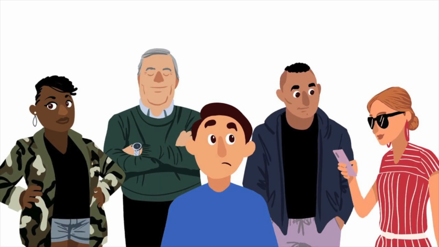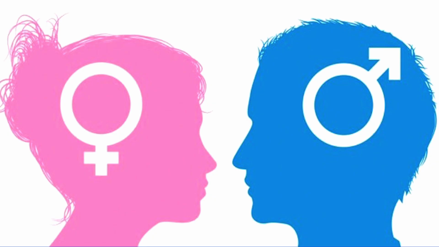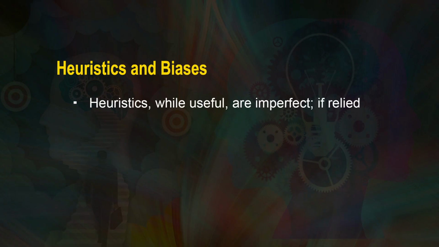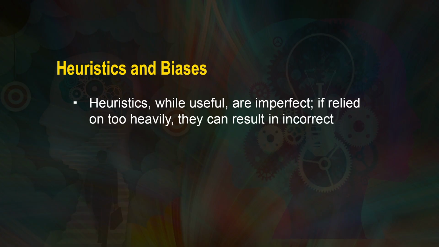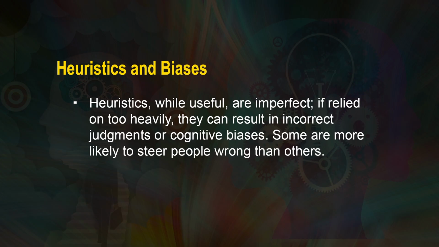Heuristics can also contribute to things such as stereotypes and prejudice. Because people use mental shortcuts to classify and categorize people, they often overlook more relevant information and create stereotyped categorizations that are not in tune with reality. Heuristics, while useful, are imperfect if relied on too heavily. They can result in incorrect judgments or cognitive biases. Some are more likely to steer people wrong than others.